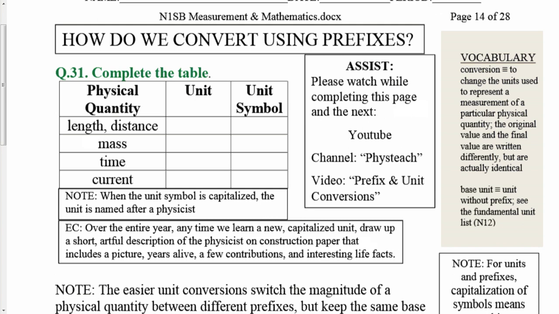Welcome back. We're going to do a little something with prefixes today. This is stuff you learned in chem, basically review. Put a little physics twist on it. Twist and shout. Okay, here we go. How do we convert using prefixes? You're watching your Phys Teach prefix and unit conversions video.